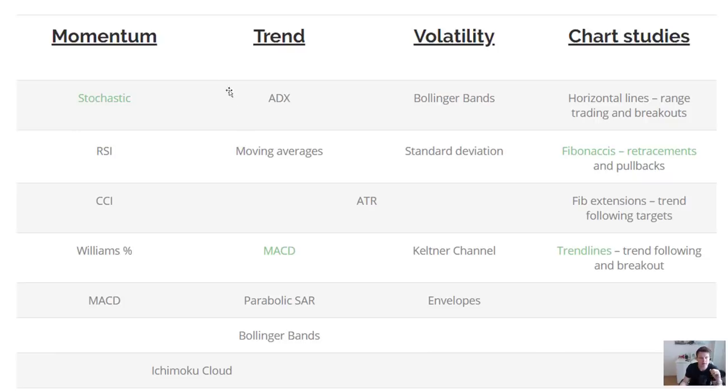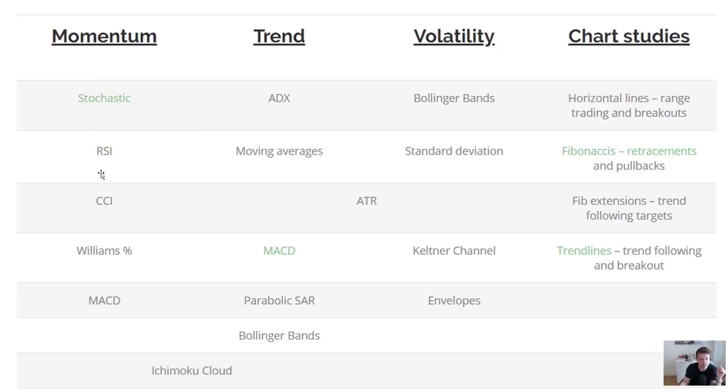When we take a look at the different indicators, I have divided them into different categories: momentum, trend indicators, volatility, chart studies. You can pause the video, take a look at the different categories and the different indicators to see where they fit in. So very classic momentum indicators are most of the time oscillators.